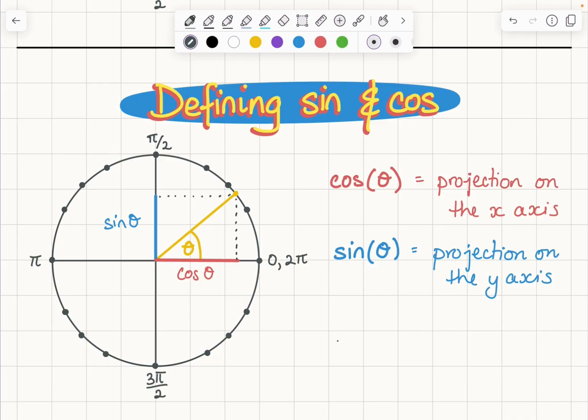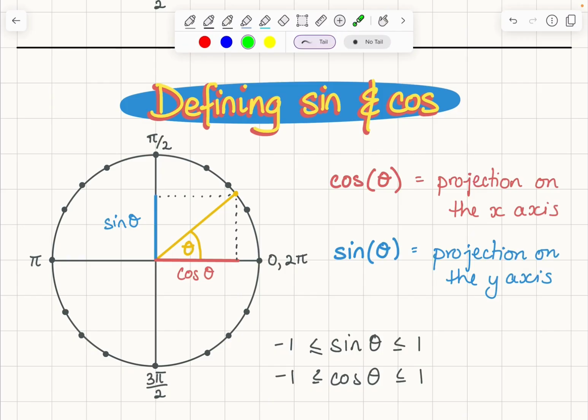If you put in an actual angle, say 45 degrees or pi on 2, sine of that angle will be somewhere between -1 and +1. We can have negative values down here. We can have positive values at the top. Same with cos. It's going to be somewhere between -1 and 1. Because remember, it's a projection onto the axis.